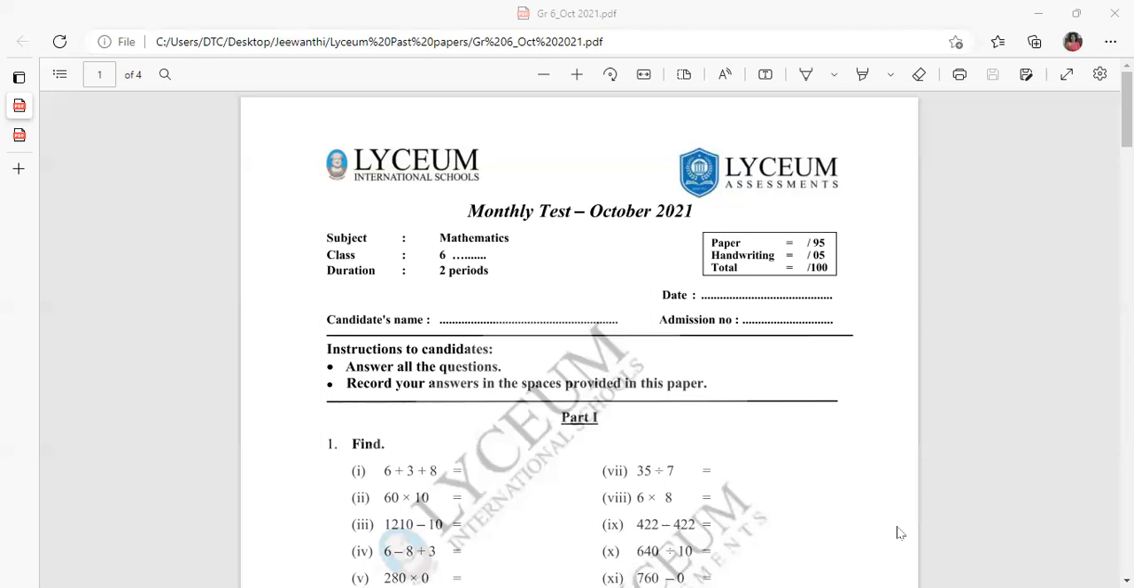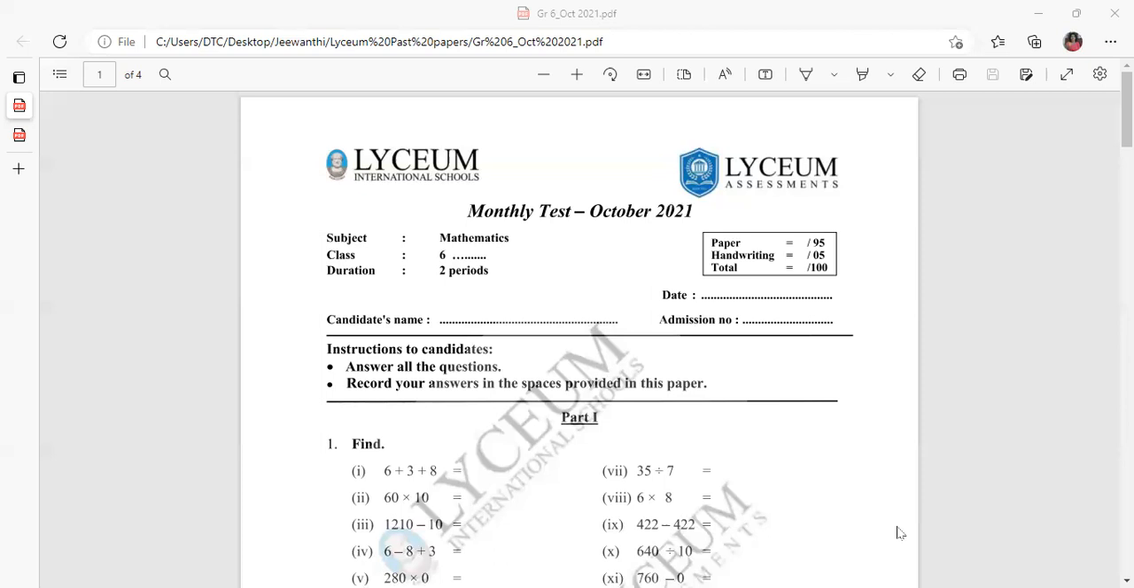Then the instructions. Instructions to candidate. Answer all the questions. Record your answers in the spaces provided in this paper. That means you are not allowed to use line paper or any other papers on the exam day. When you are writing the answers, you want to write them on this paper itself. They have given us the spaces, so you want to manage the spaces they have given and write your answers.